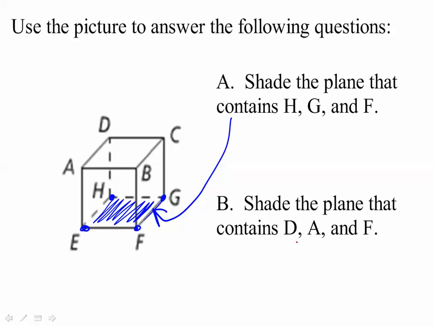So shade the plane that contains D, A, and F. So there's D, A, F. The natural tendency for many people is to say, well, wait, there's no plane that contains all 3 of those. But remember, our last postulate said that through any 3 non-collinear points, there is always one plane that you can draw. The plane is not shown in this picture, but because there's 3 points, I know one exists.